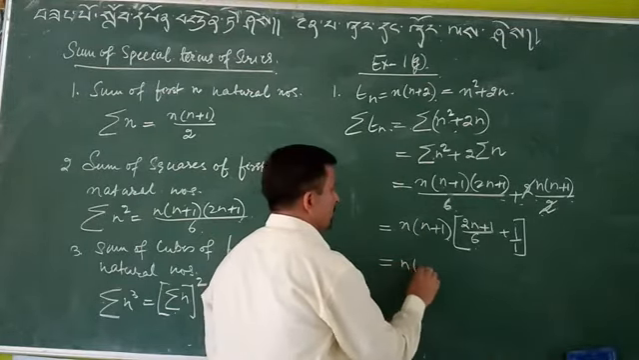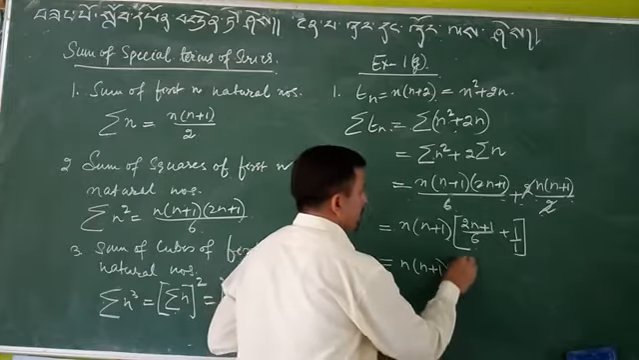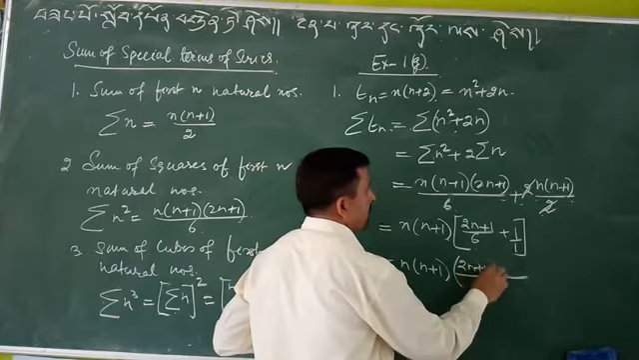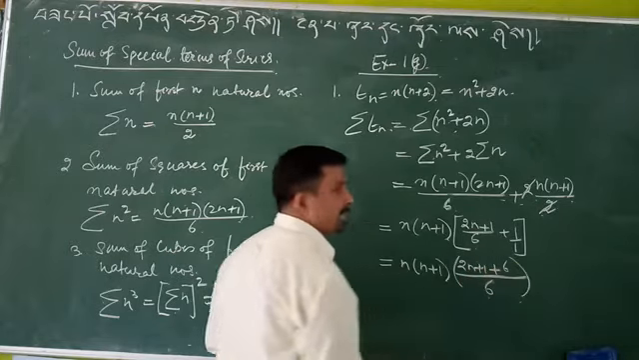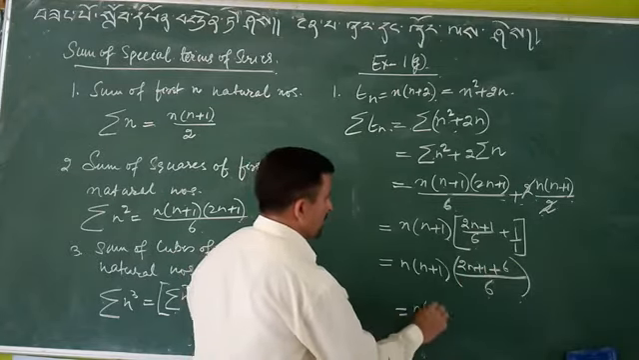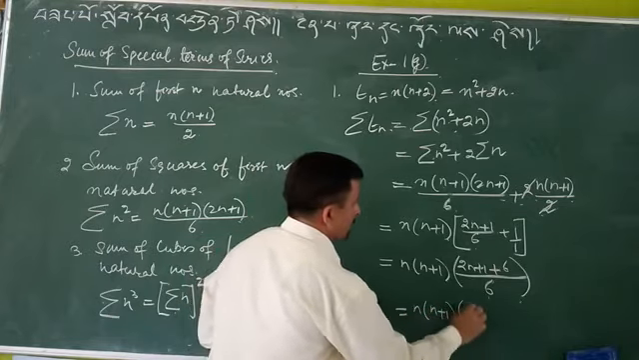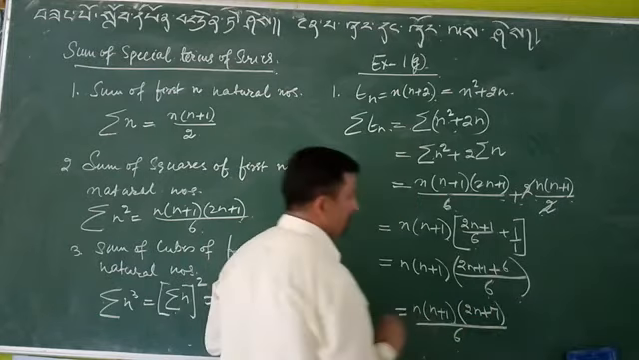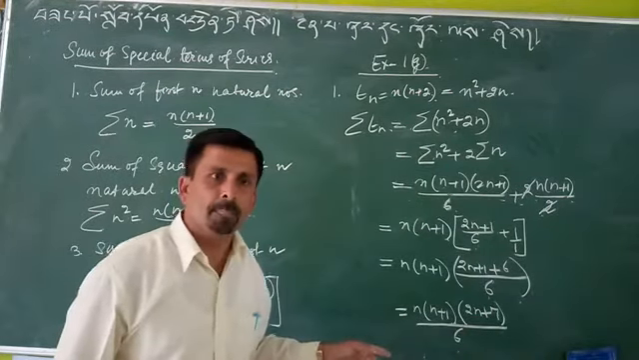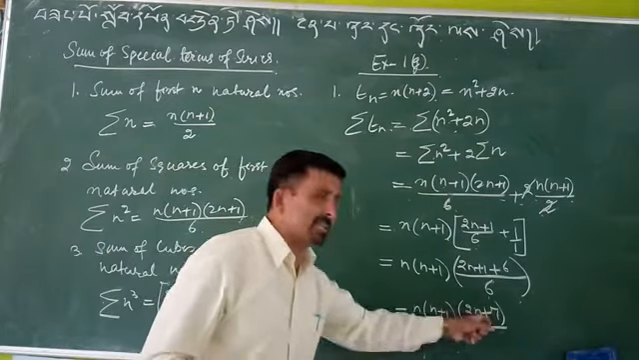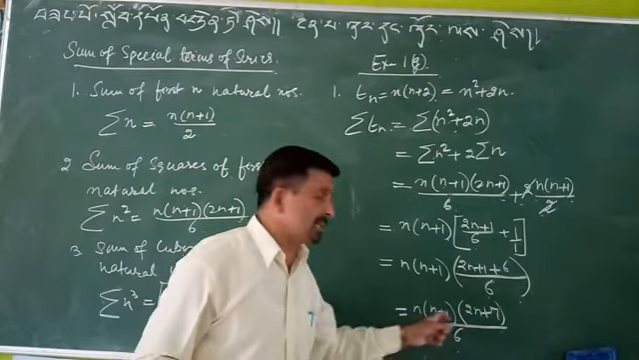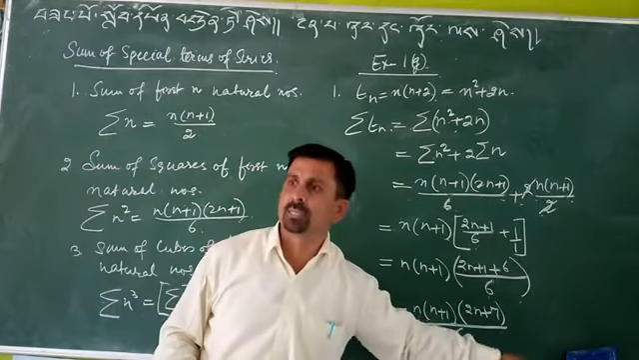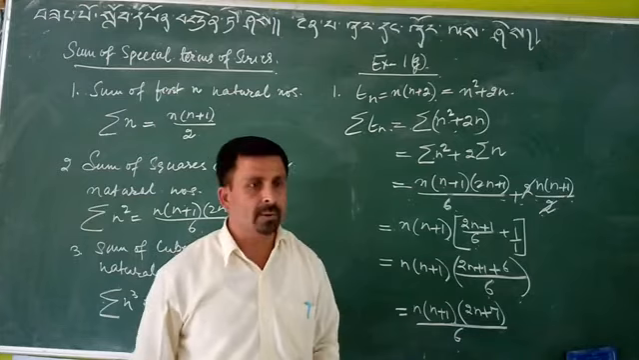This comes n into n plus 1, and then the LCM is 6. This is 2n plus 1 plus 6. Am I right? This is equal to n into n plus 1 into 2n plus 7 divided by 6. Is it okay? Yes, sir. And because all the factors are in linear form, it cannot be simplified anymore, and that's how this is the answer. Is this okay? Yes, sir.